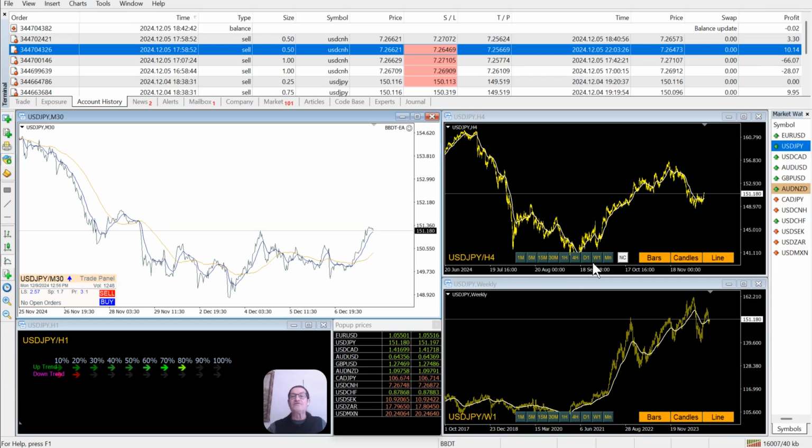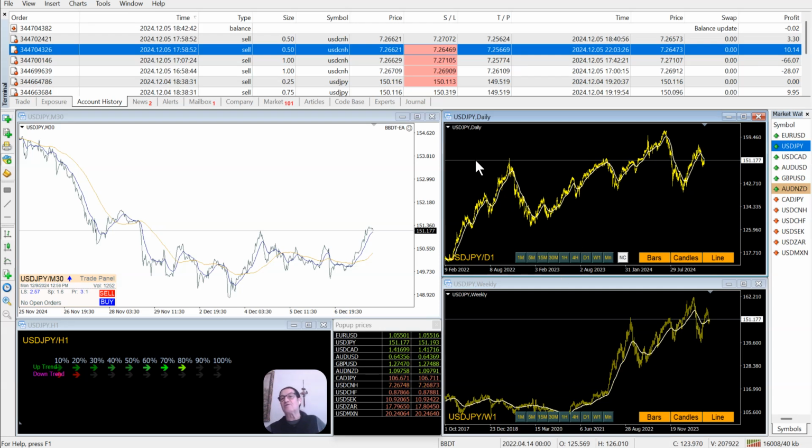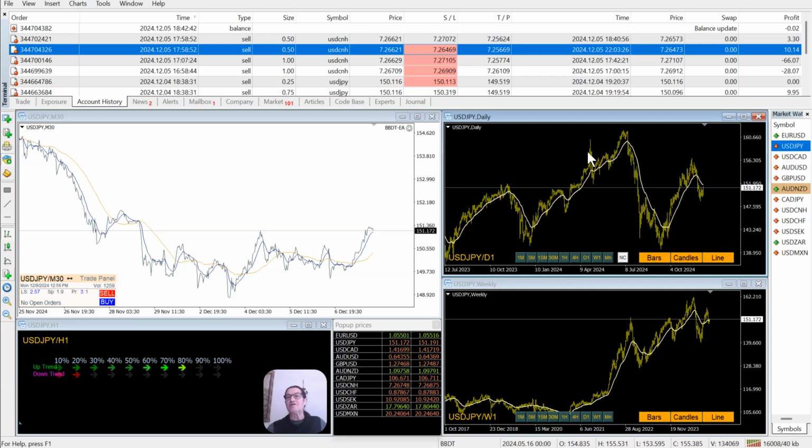If I move to my daily chart right here, and I enlarge it just a little bit, I currently have only one bottom, while I should have a double bottom. A double bottom seems to be forming here, but it's not really going anywhere, so it's a wait and see.